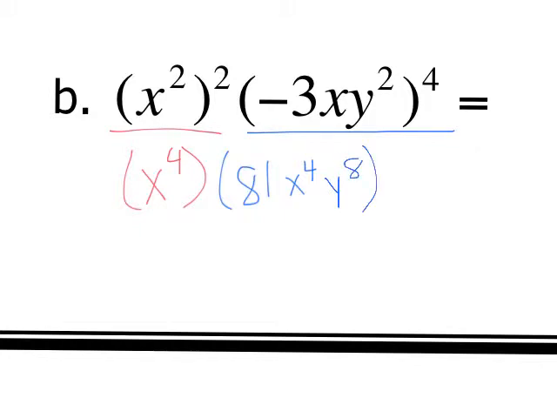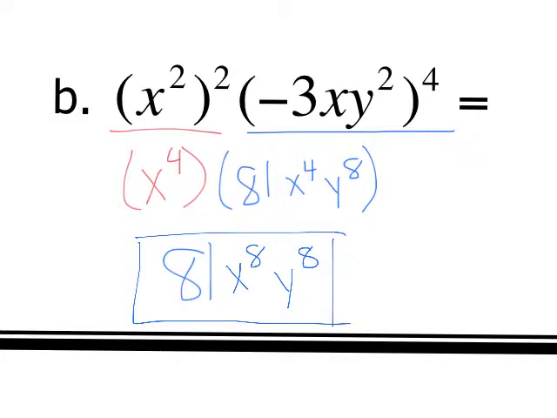Then I need to go back and multiply. Nothing times 81, again, is 81. I have 4 x's up front and 4 x's in the second term. That makes 8 x's, x to the 8th. And then I also have y to the 8th that doesn't get combined with anything.